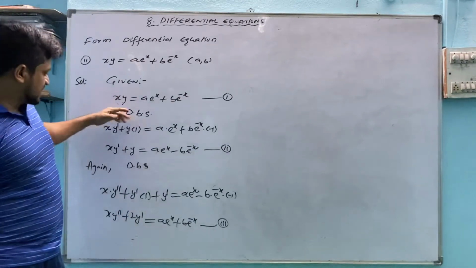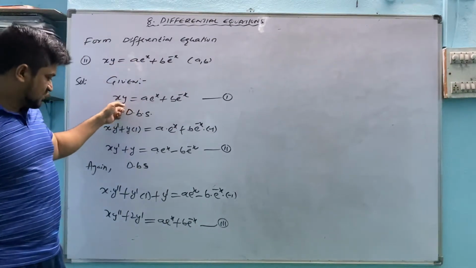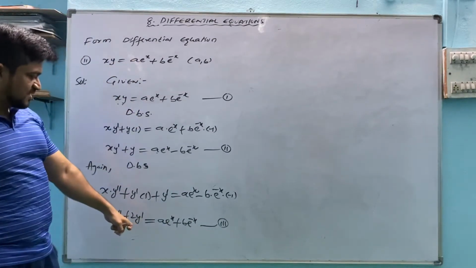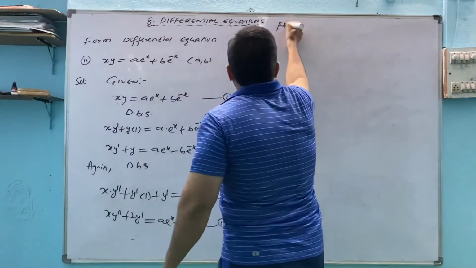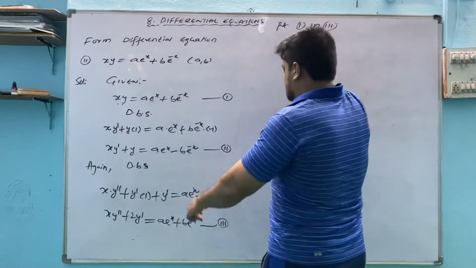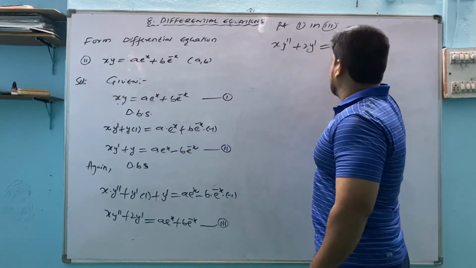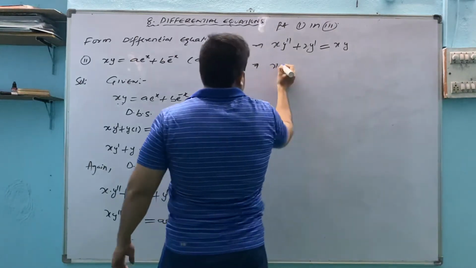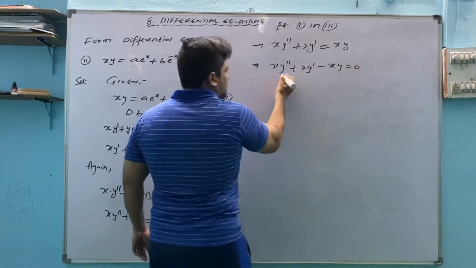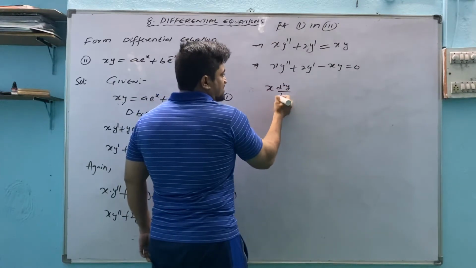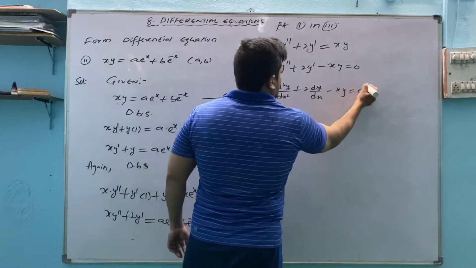Now what will we do? Still we have a and b, but it looks like the same thing as xy, equation 1. So if I substitute the first equation in the third, we'll eliminate this a and b. So put first in third. It becomes xy double dash plus 2y dash equals xy. You can take xy across: xy double dash plus 2y dash minus xy equals 0. What is the meaning of y double dash? d square y by dx square. 2 times the derivative y dash, meaning dy by dx, minus xy equals 0.